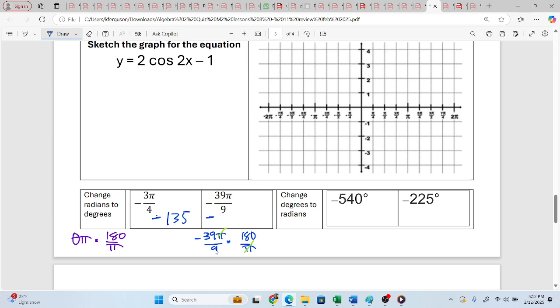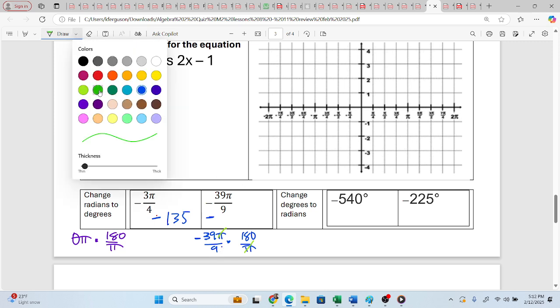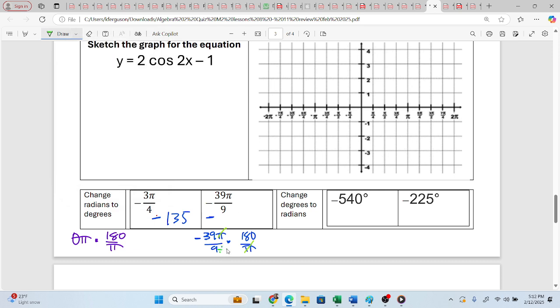So I look kitty corner, I've got 9 and I've got 180. Well, 180 is 18 times 10. So 18 times 10, I know 9 can go in there. So we're going to divide this by 9, and so that's going to make 1. And then I'm going to divide this by 9, and that's going to make 20.